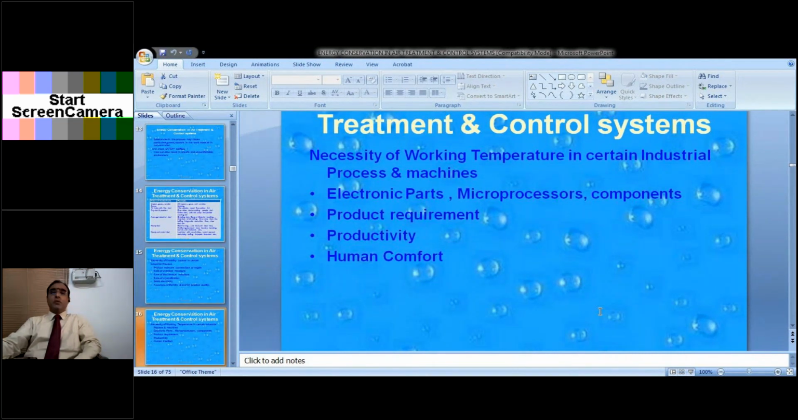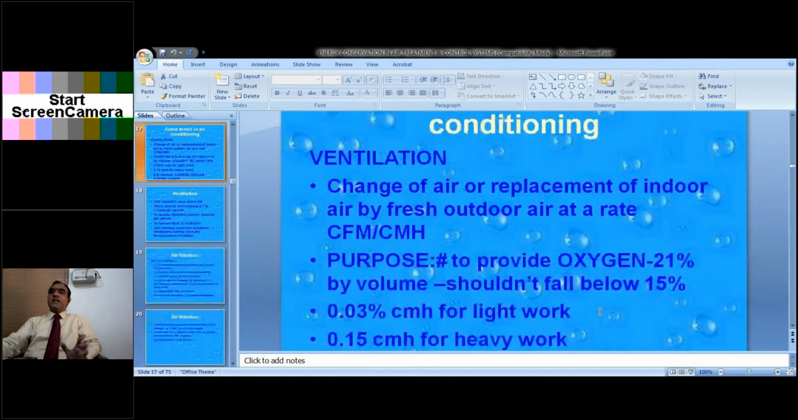Then necessity of a working temperature in certain industrial process and machines: electronic parts will be there, microprocessors will be there, components will be there, which require certain minimum temperature. Product requirement will be there for certain manufacturing product, and it will help productivity also to speed the machines. Certain temperature is better. So human comfort also is there. So some terms about air conditioning, I want to cover a little bit.